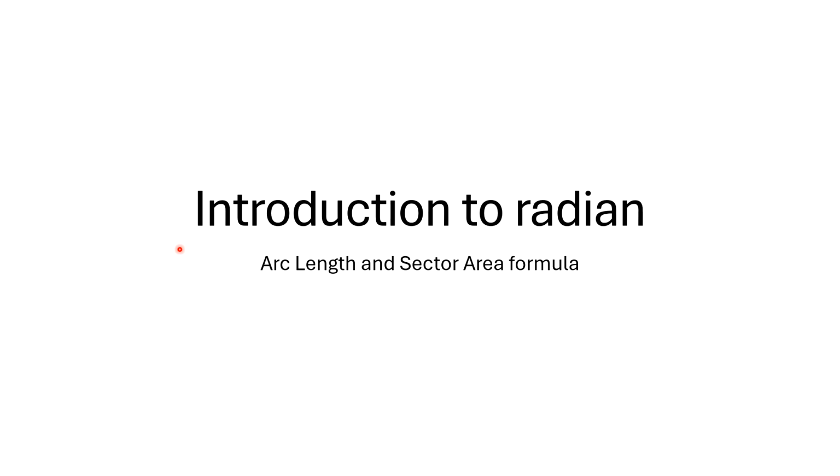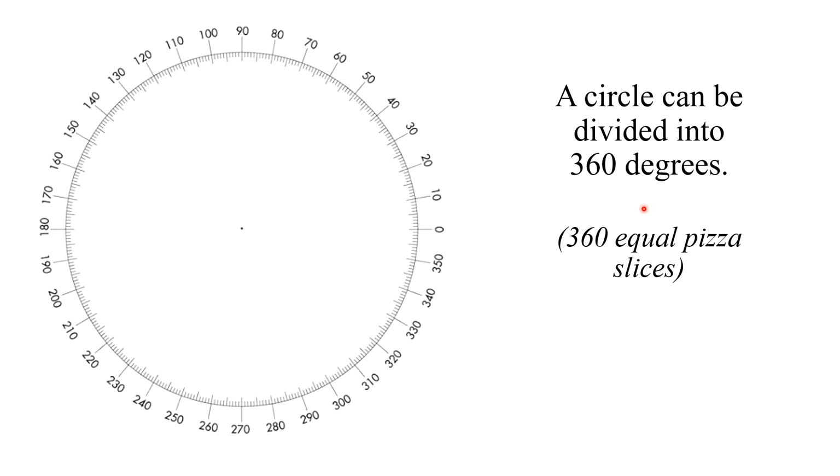In this video, I will introduce you to what a radian is and also the formula for arc length and sector area when the angle is given in terms of radians. A circle can be divided into 360 degrees. So 360 degrees here means that the circle is cut into 360 equal pizza slices.